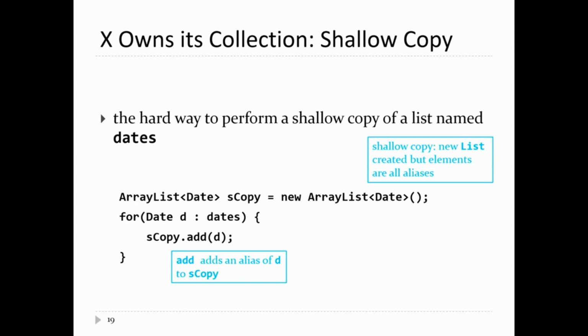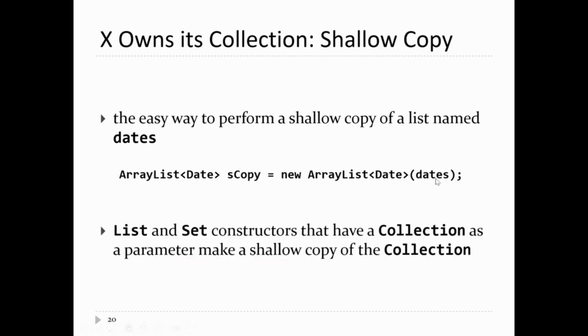You can write a loop and do this manually if you really want to, but don't do it this way. Just call the copy constructor. The copy constructor for lists and sets makes a shallow copy of the list or set. So when I use the copy constructor to copy the list dates, the resulting list is already a shallow copy. You get a new list, but the elements in the list are references to the same objects as the original list. The same is true in map. If you have a map and you copy another map, you end up with a shallow copy of the other map.